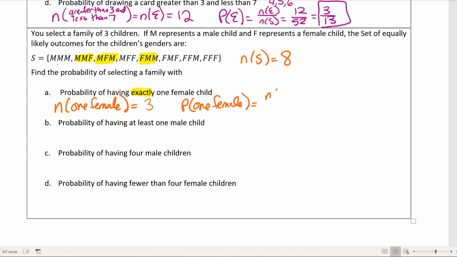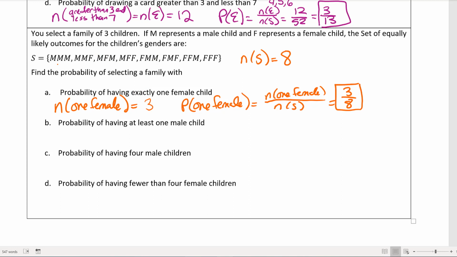So the probability of having one female is going to be n of one female divided by n of s. So there's 3 different ways out of a total 8 that we could have exactly one female. I'm going to go ahead and erase those highlight marks.